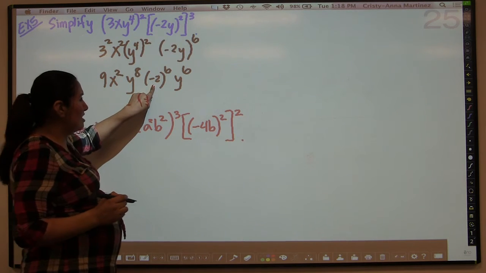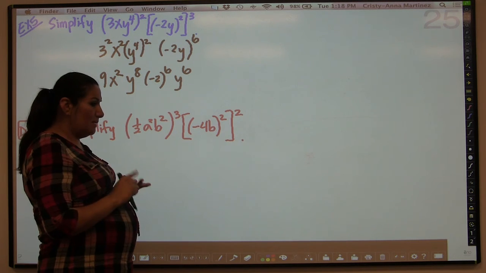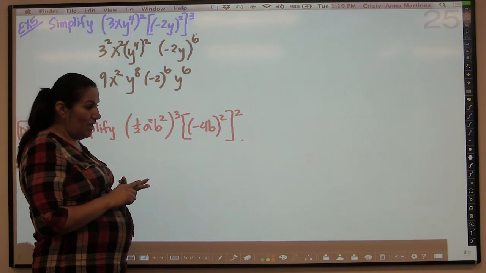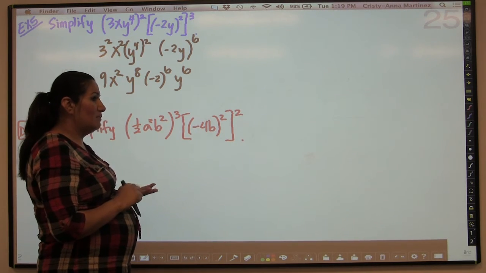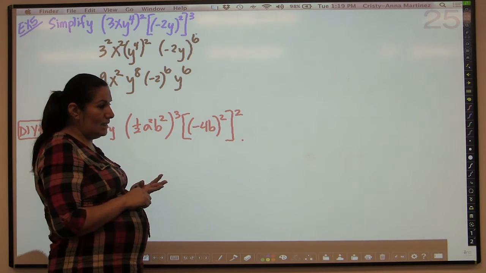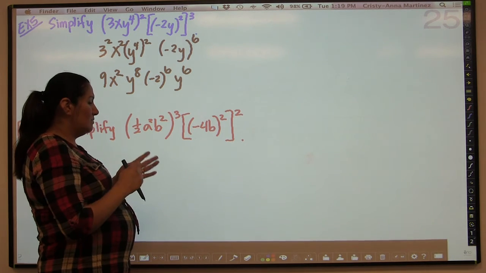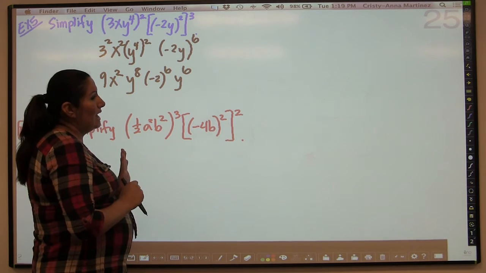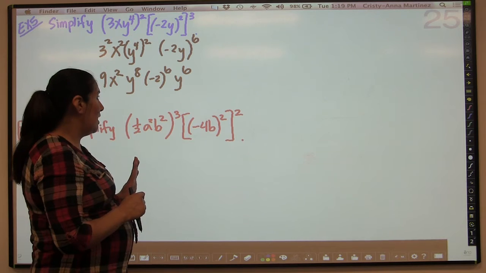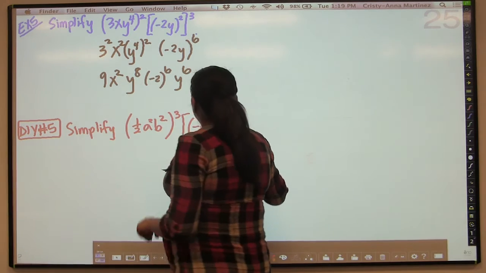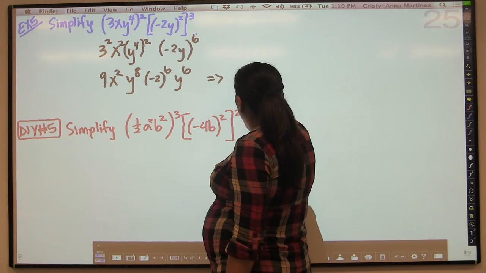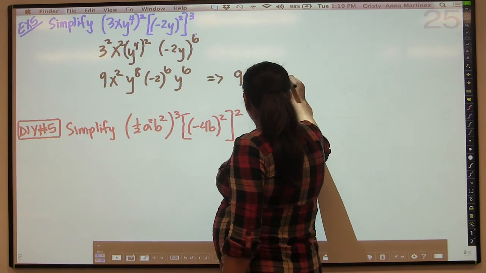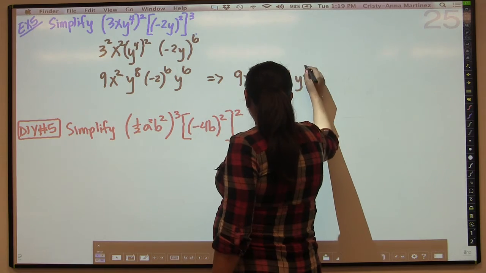Now negative 2 to the 6th power is going to be negative 2 times negative 2, which is positive 4. 4 times negative 2 is negative 8. Negative 8 times negative 2 is going to be positive 16. 16 times negative 2 is going to be negative 32. And then finally, negative 32 times negative 2 is positive 64. So now we have 9x squared y to the 8th times 64 y to the 6th.